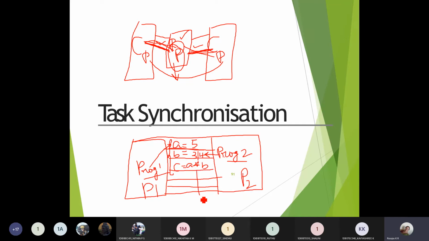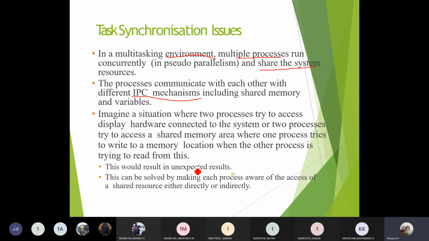So what does this lead to? It leads to an unexpected execution of the program. The results can be different, and even the result may not be acceptable. As we are using the shared memory by both processes, these are the difficulties we are facing. So this would result in an unexpected result. This can be solved by making each process aware of accessing a shared memory part either directly or indirectly.